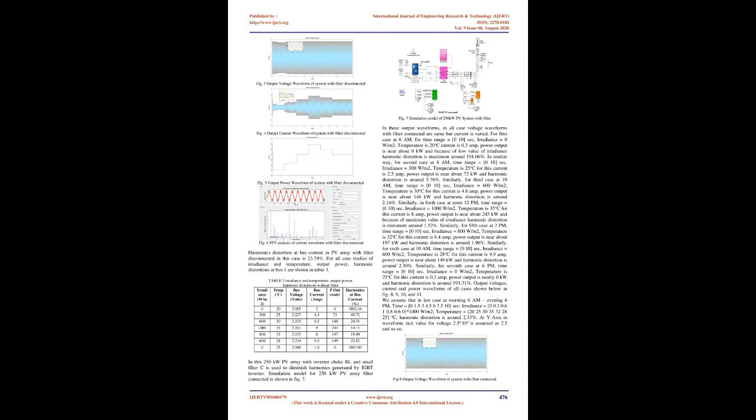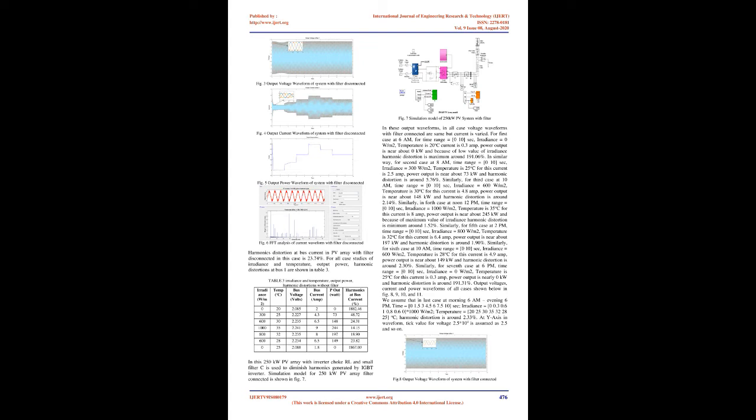For all case studies of irradiance and temperature, the output power and harmonic distortions at bus 1 are shown in Table 3. In this 250 kW PV array, an inverter choke RL and a small filter C are used to diminish the harmonics generated by the IGBT inverter. The simulation model for the 250 kW PV array with the filter connected is shown in Figure 7. In these output waveforms, in all cases the voltage waveforms with the filter connected are the same but the current varies.